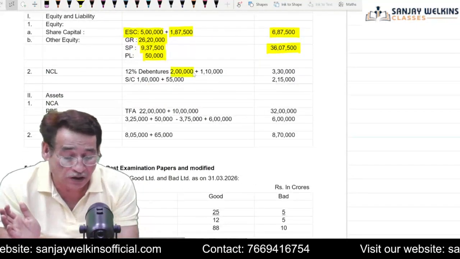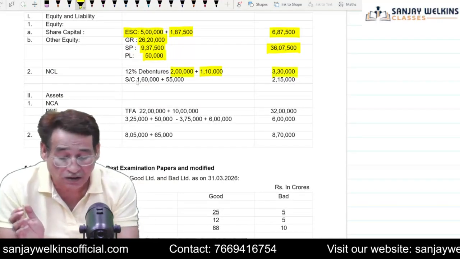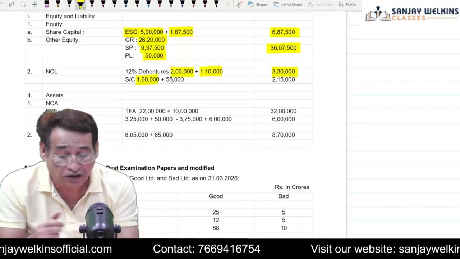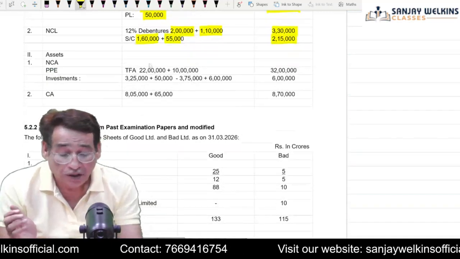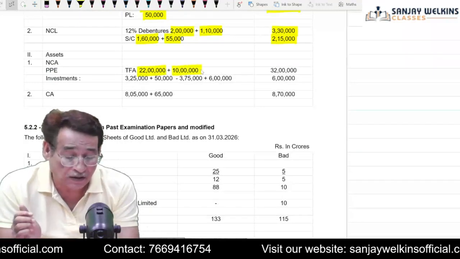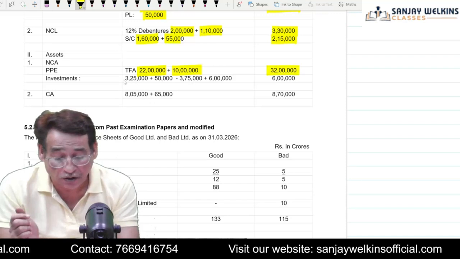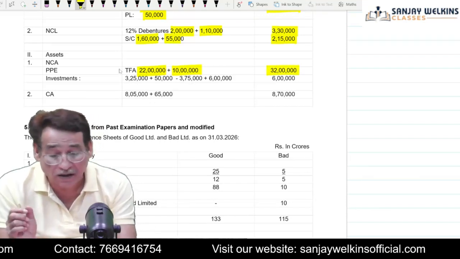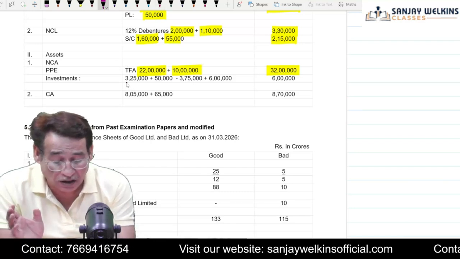Similarly, our debentures were 2 lakh and we have taken over their debentures, so I will now write 330. Similarly, sundry creditors, we have 160. We have taken over their creditors, I will simply add it. Then towards the asset side, our own assets, and we have taken over their assets, so we will add them, total amount 32.